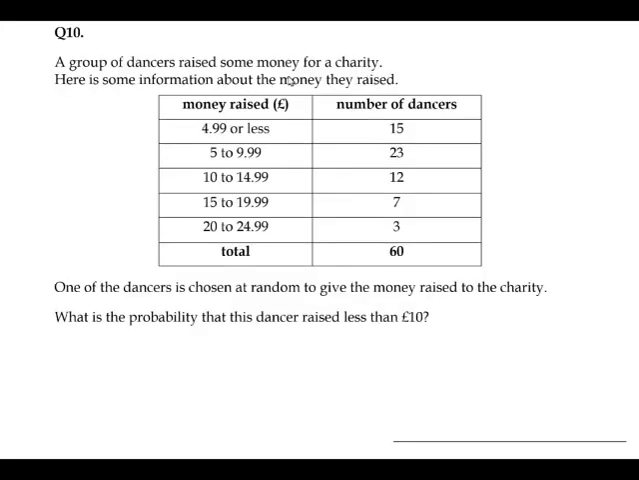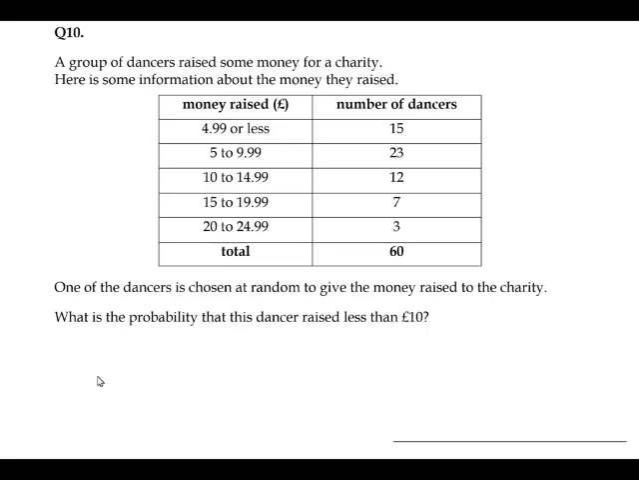Question 10. A group of dancers raised some money for a charity. Here is some of the information about the money that they've raised. One of the dancers is chosen at random to give the money raised to the charity. What is the probability that this dancer raised less than £10?